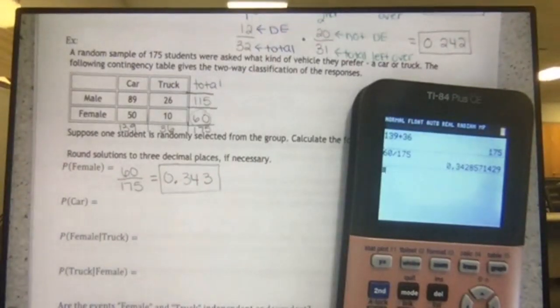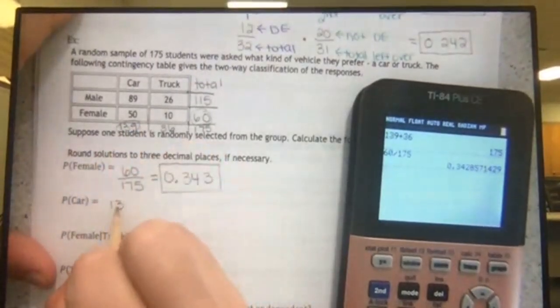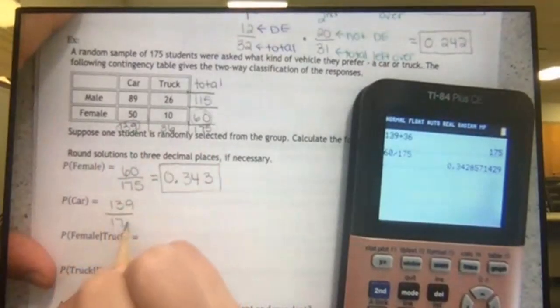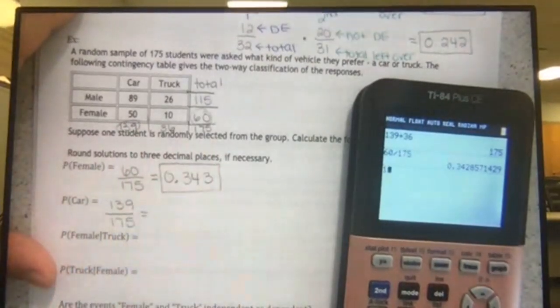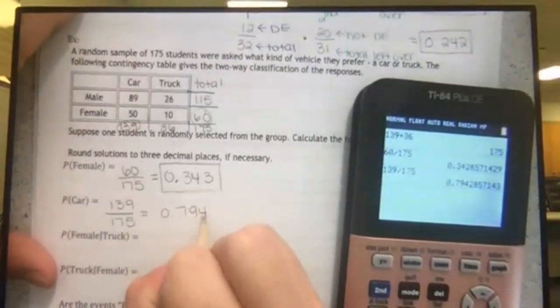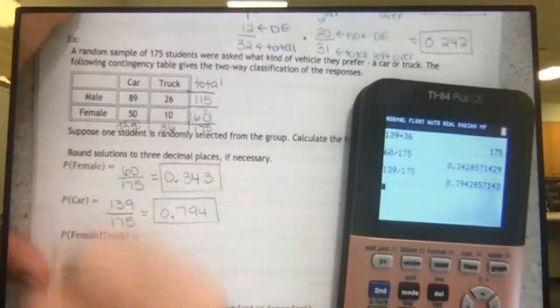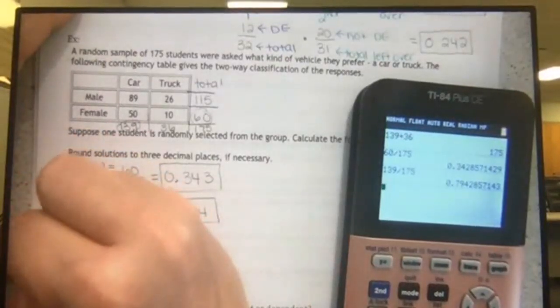Next we have car. So how many people said car? I don't care if male or female. 139. Good, 139 said car, out of that 175 total. So 139 divided by 175 would give us 0.7942, which would round to 0.794.